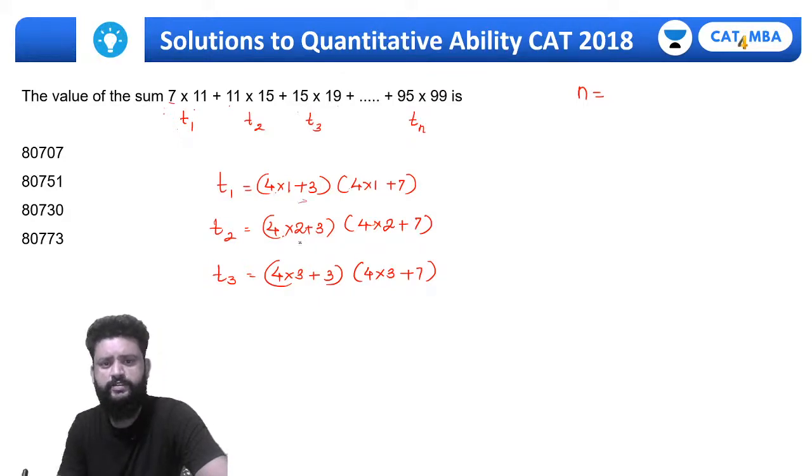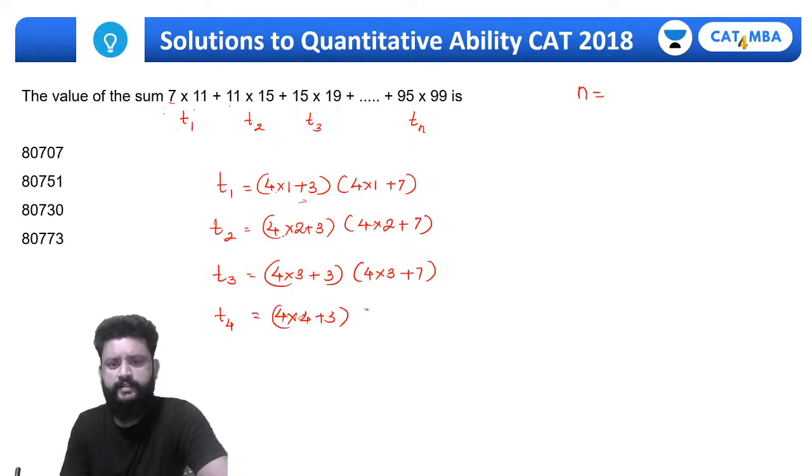This is 4 into 1, this is 4 into 2, 4 into 3, and here 4 into 1, 4 into 2, 4 into 3. Same way, if I want to calculate the fourth term, this will be 4 into 4 plus 3, and this will be 4 into 4 plus 7. So we got the pattern.